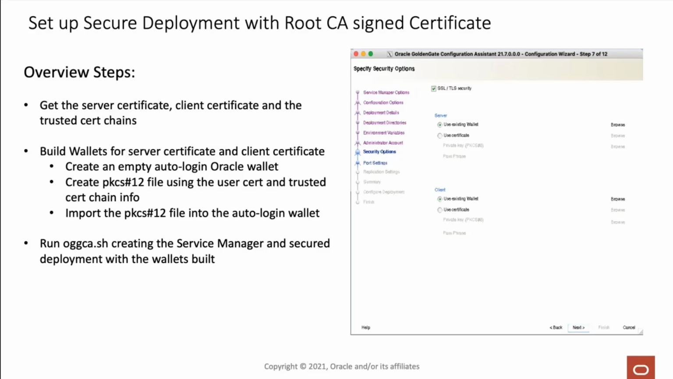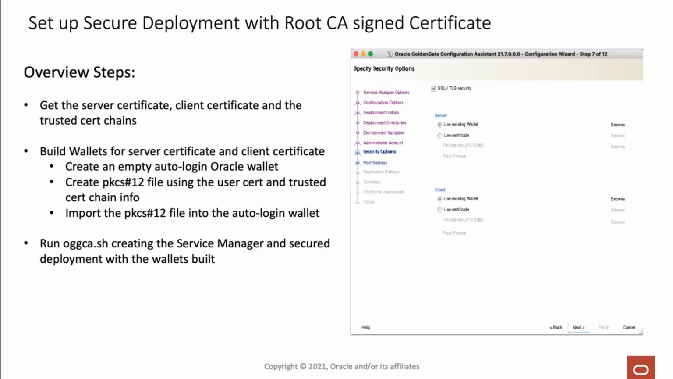We need to first create the wallets to hold the user certificate as well as the chained trusted certificate, and use that wallet to create the deployments. There is currently an enhancement for the GoldenGate product to use the PEM file directly in a future release during the OGGCA. But right now, the only way to make it work is to use the wallet.